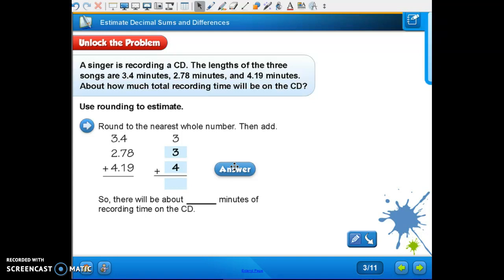So then we're going to add the numbers in the column that we estimated in. 3 plus 3 is 6, plus 4 is 10. So there will be about 10 minutes of recording time on the CD.